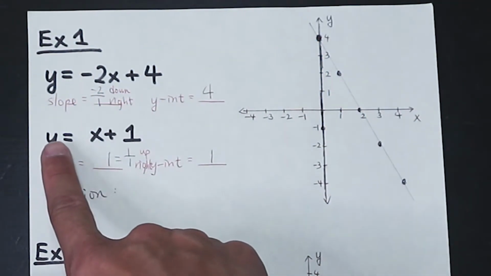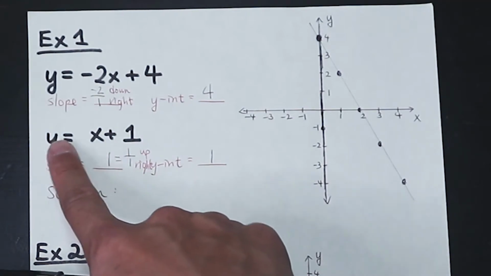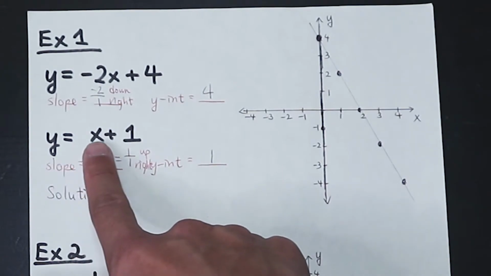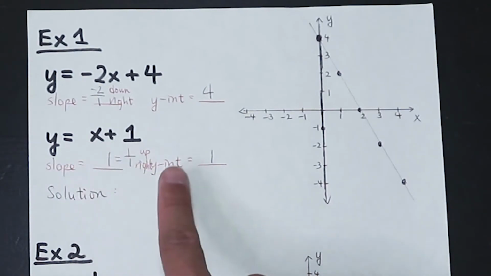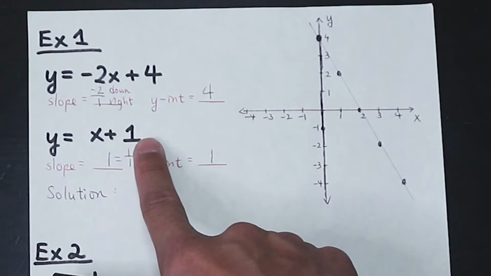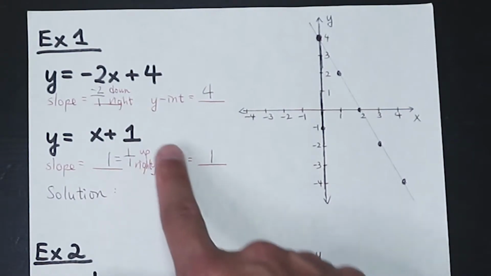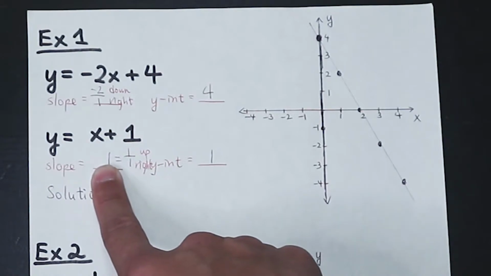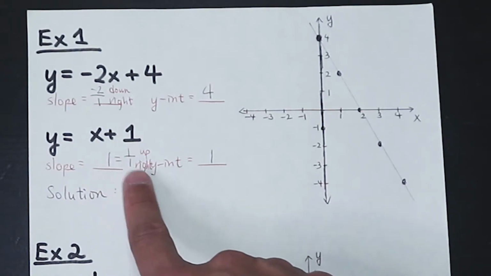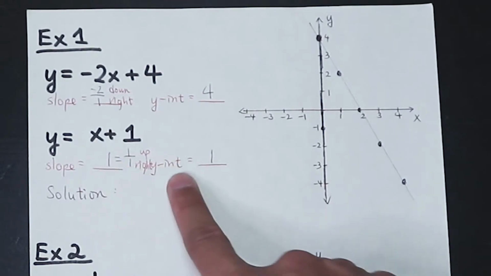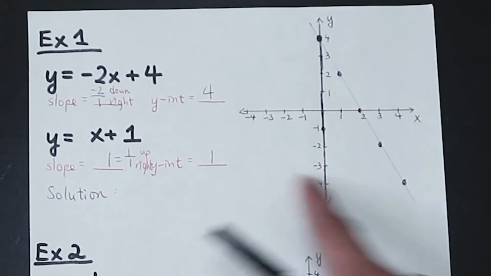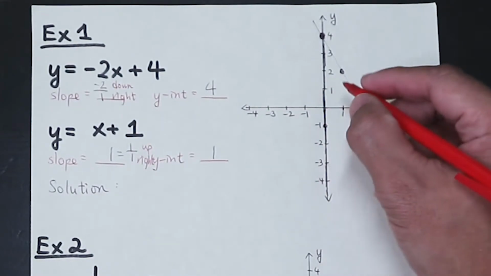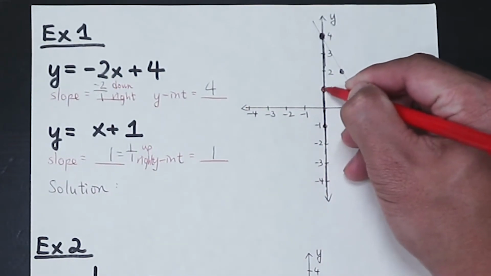Well, on the second equation, y equals x plus 1, I kind of previously did these for you. The slope is going to be the number in front of the x, which is 1, and the y-intercept is going to be the constant behind the equation, which is 1 as well. For the slope of 1, I have to make it a fraction. So it's going to be 1 up, 1 right. To graph this equation, I'm going to start on the y-intercept at positive 1 first. So on the y-axis, you're going to go up 1 unit like this.